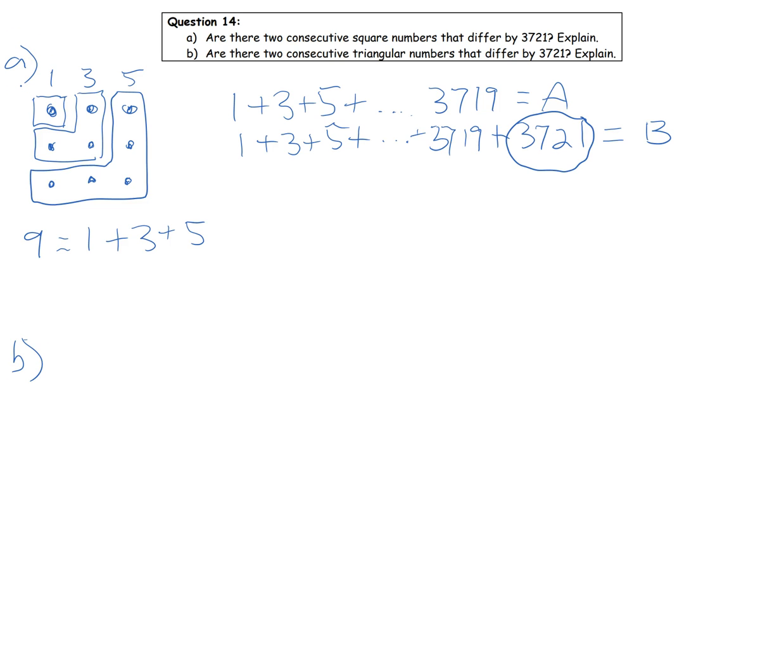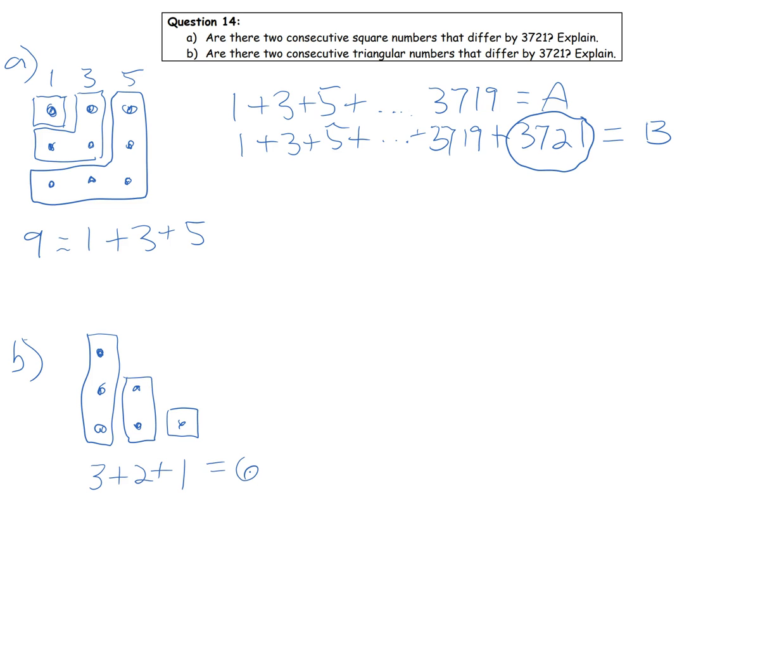We're now looking at triangular numbers and seeing if there's two consecutive ones that differ by 3,721. So with our triangle numbers, we're now putting dots in a triangle like this. This is a triangle number 6, and we can write that as, again, an addition of numbers. In this case, it's going to be 3 plus 2 plus 1 equals the triangle number 6.